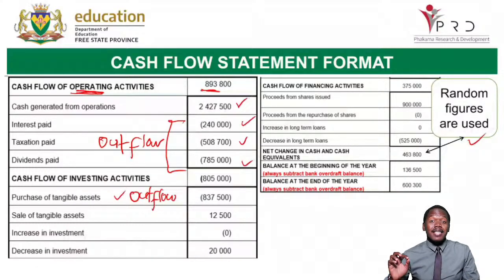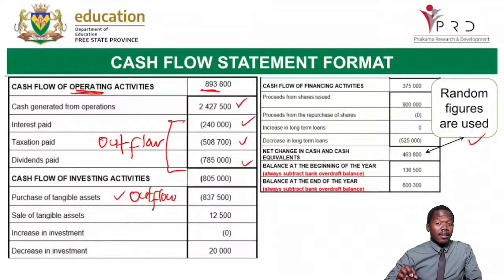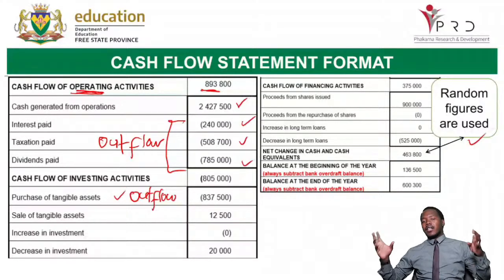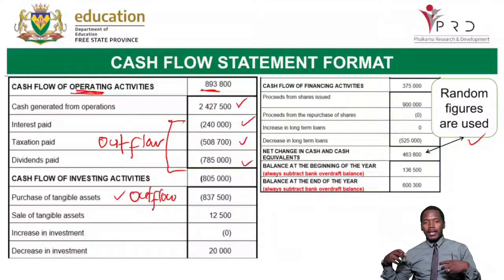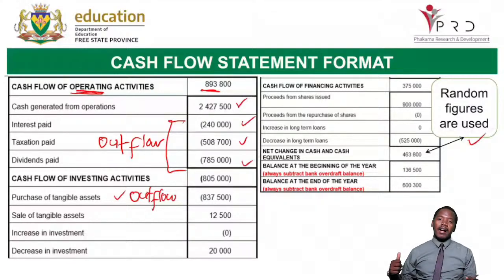And then there is also a sale of fixed assets. The increase in the investments. We are going to break this into pieces to say how do we calculate purchase of tangible assets? How do we calculate the sale? How do we calculate the increase in investment, the decrease in investment, so that we don't just memorize the format, we also understand where to get figures and how to calculate them.